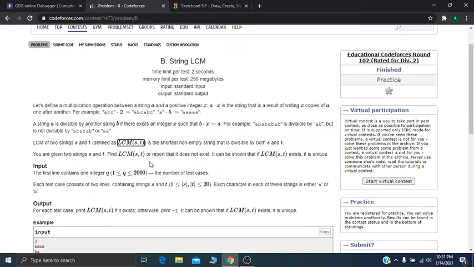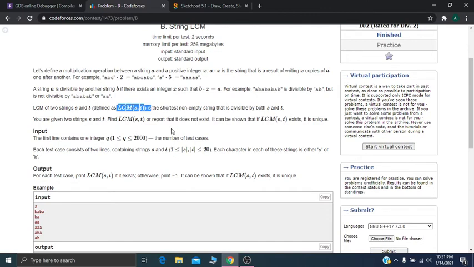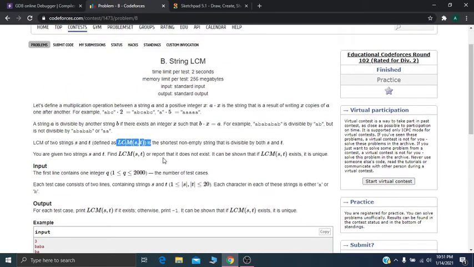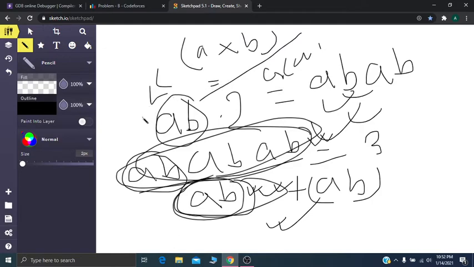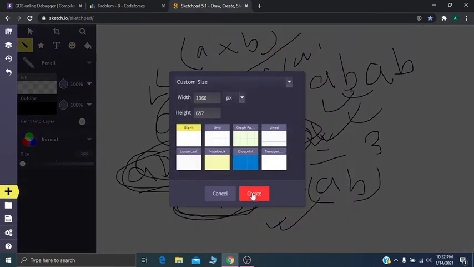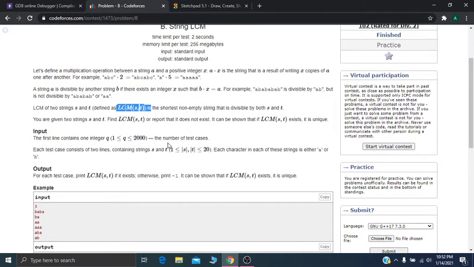But how do we approach this problem? We need to find out the LCM, right? Now in the LCM of two numbers, what we do is calculate the GCD value, then find the multiplication of the two values and divide it by the GCD of those two values, and then finally we get the LCM value. In the case of strings, it's actually a bit easier to observe.